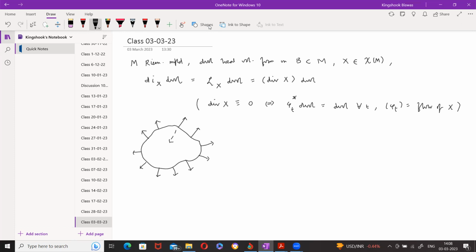Okay. So the divergence theorem says that the integral of the divergence of a vector field X with respect to the volume form over the compact domain D is equal to the integral over the boundary of D of the inner product of X with the outward unit normal ds, where ds is the volume form of the boundary of D. Okay, so this was the divergence theorem which we proved last time.